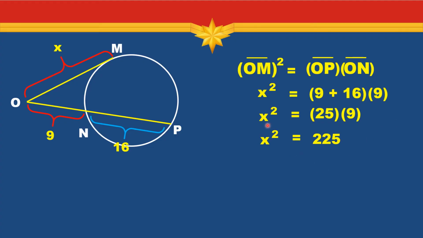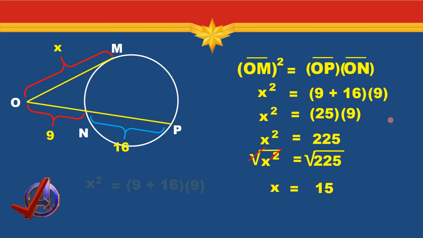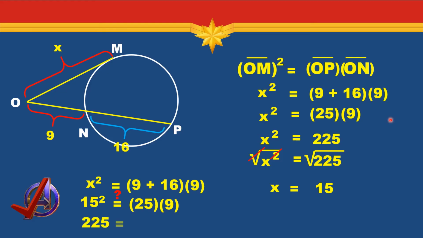Now, paano ba again makakancel yung square? We have to extract the square root on both sides of the equation. Yan, cancel na yung square root tsaka yung square. So, matitira na lang, x is equal to the square root of 225 is 15. Meaning, pag minultiply natin yung 15, dalawang beses, 15 times 15, the answer is 225. So, our value of x is 15. So, by checking again, so 15 squared is equal to 25 times 9 ba? So, 15 squared is 225, which is correct when we multiply 25 times 9.